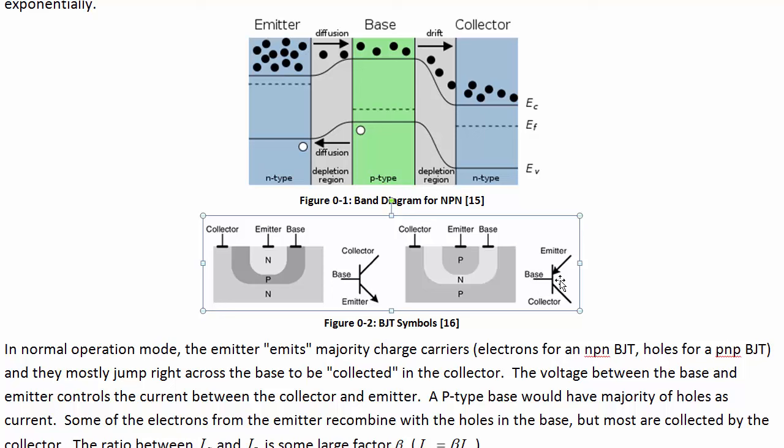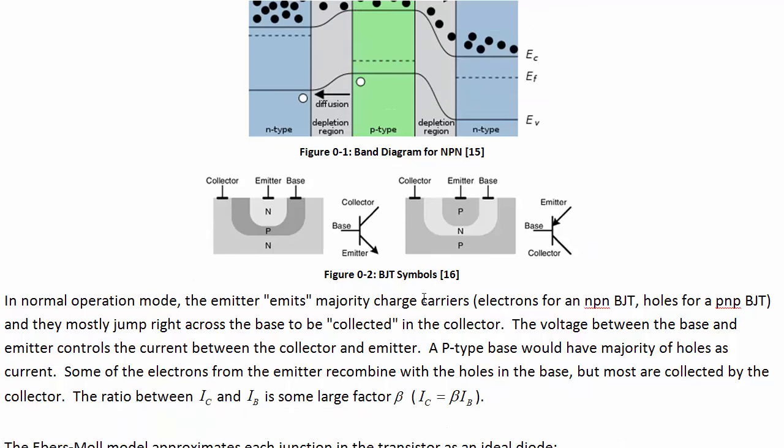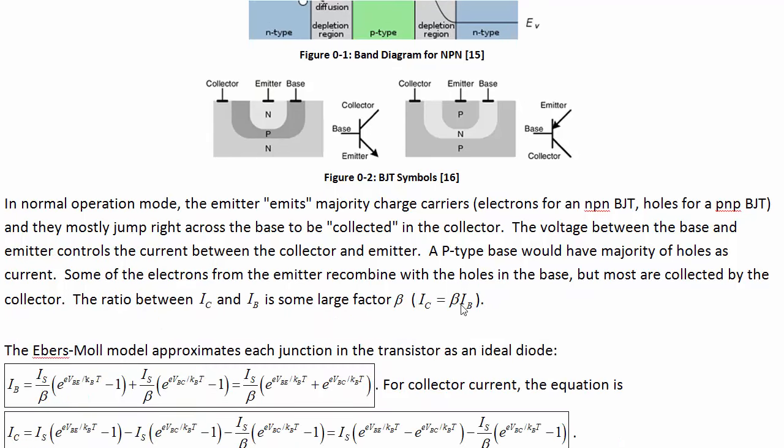Either way, the emitter current is equal to the base current plus the collector current, and in the usual operating mode, the collector current is many times bigger than the base current. It's larger by a factor beta, so the collector current equals beta times the base current. Beta depends on which point of the transistor we're operating it at, and typical values for beta are 20 to 400, so it can be quite large.